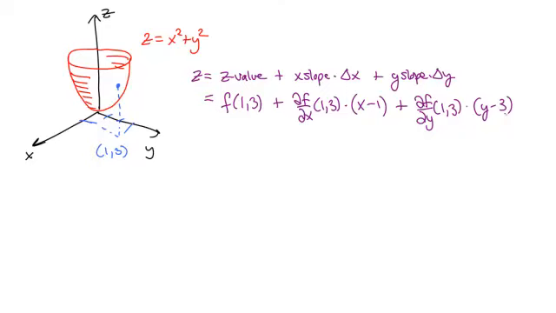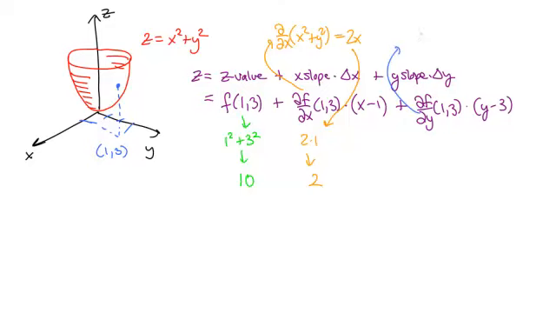So let's work out those individual values. f of 1, 3 is going to be 1 squared plus 3 squared, which is 10. What about the partial derivative of f with respect to x at the point 1, 3? Well, we need a dogleg to figure out what this is. So if we were to take the derivative with respect to x of x squared plus y squared, we're going to get 2x. If we evaluate this at the point 1, 3, we're going to get 2 times 1, or 2. Similarly, if we take the function x squared plus y squared and we differentiate it with respect to y, we're going to get 2y.